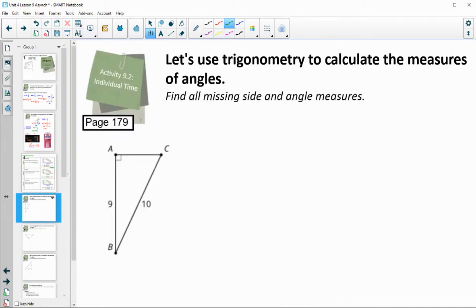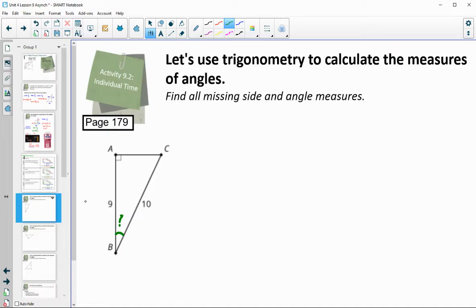So let's do one of these together on page 179, and then you can pause the video and try the next two yourself. I'm just going to use the letters of the angles. You can put a theta in if you would like. Theta is just that Greek letter. I'm going to do angle B. I'm going to find angle B first, so I'm going to label the sides based on angle B.